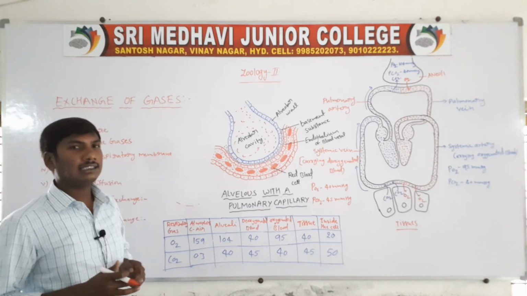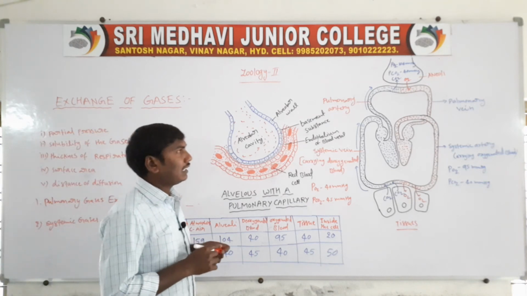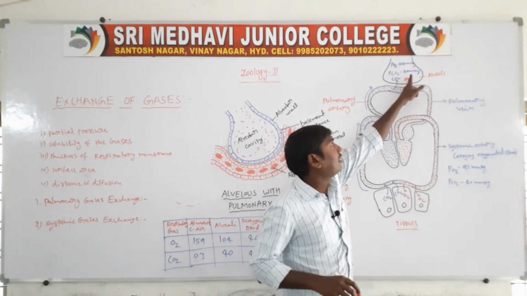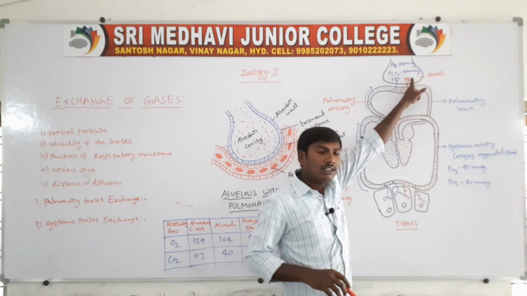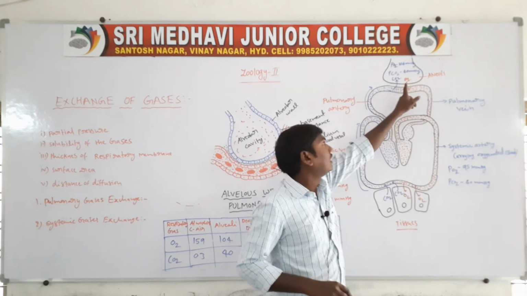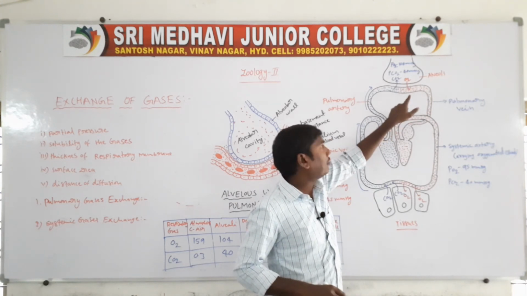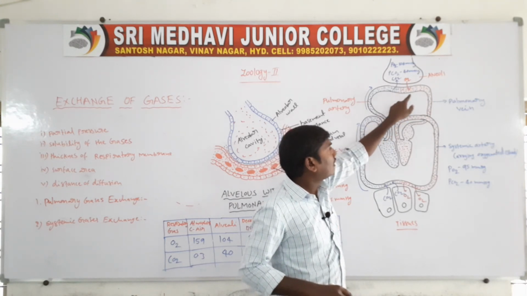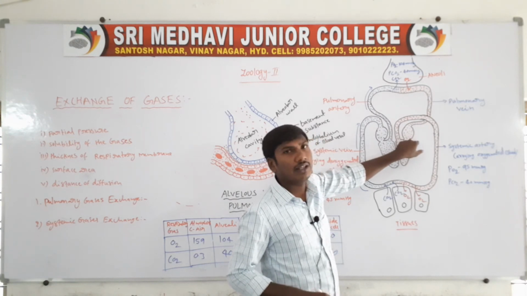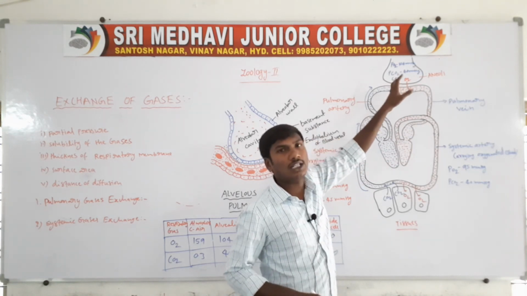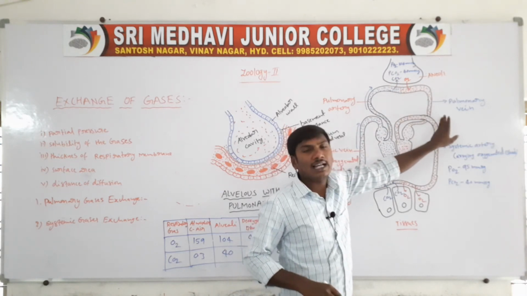First one, the pulmonary gas exchange. Pulmonary gas exchange means the oxygen present in the alveoli goes from the alveoli to the blood vessels. Next one, the CO2 goes from the blood vessel to outside. So these are the pulmonary gas exchange.